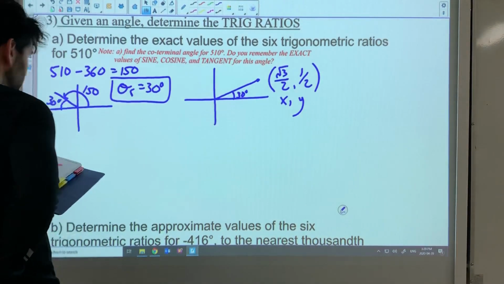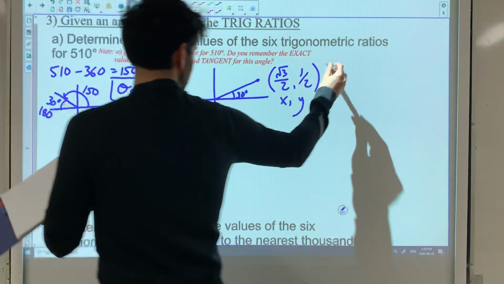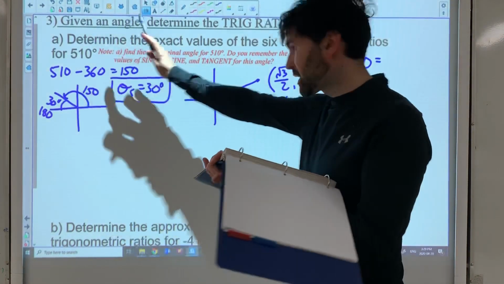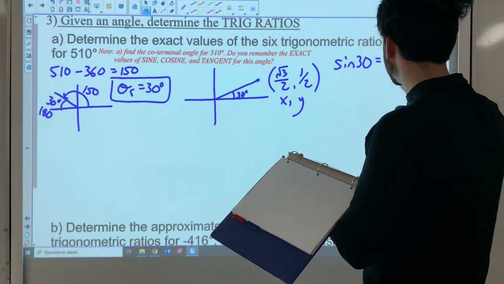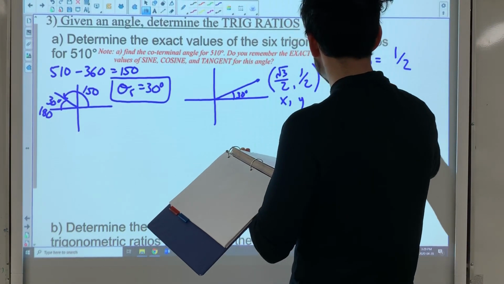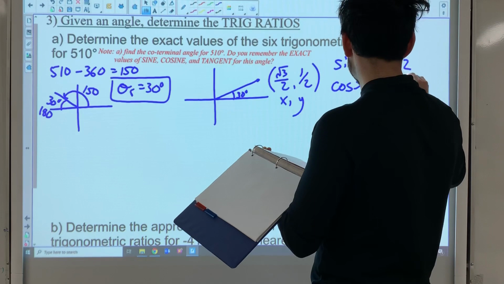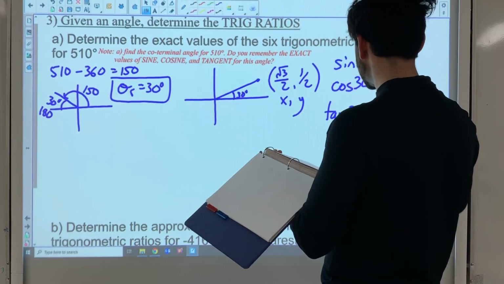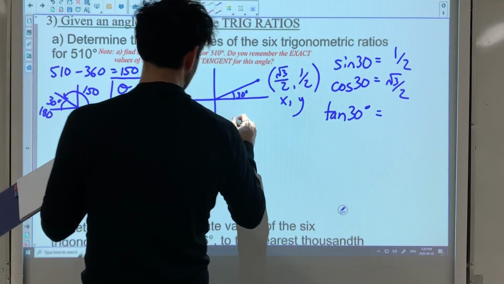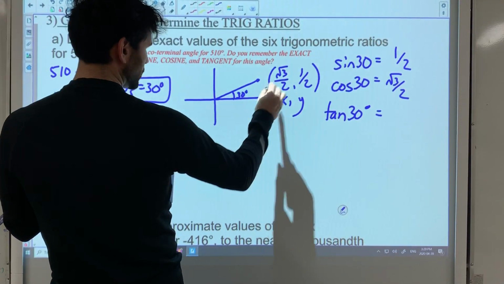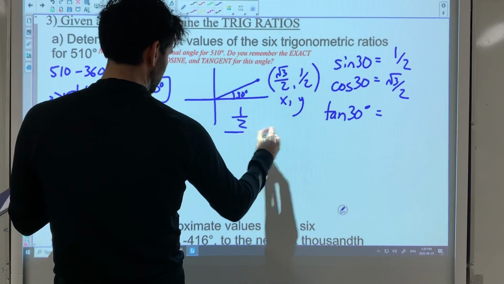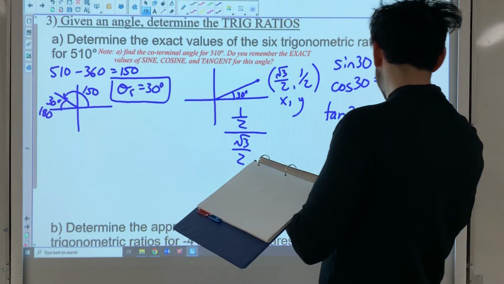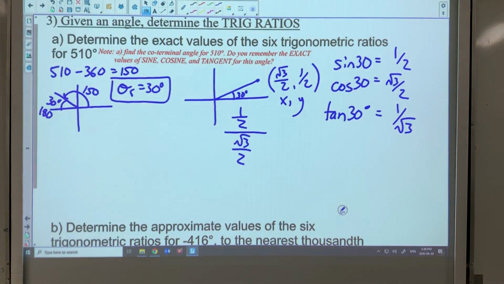Because I know my reference angle, right? So sine of 30 degrees, which is the same as 510, that's a half. And then cos of 30 degrees, well, that is square root 3 over 2. The tan value is going to be y over x. So if you go 1/2 divided by square root 3 over 2, you're going to end up getting 1 over square root 3. That's another handy one to memorize.